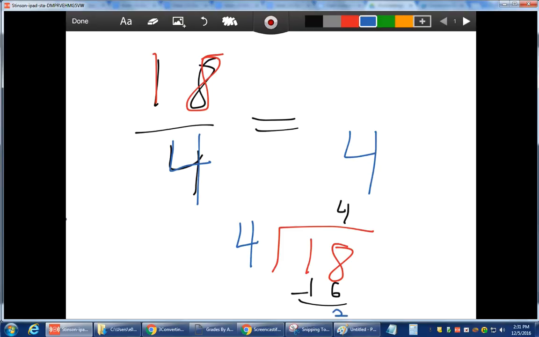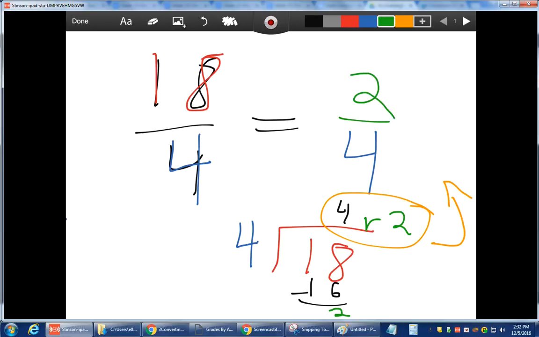So when we used to be doing this, let me change color here. Bear with me. Green. So we have 2, R2. But we're no longer going to be leaving it like this. We need to go ahead and rewrite the fraction. So we have already the denominator 4. On the top will go the remainder, 2. And then the whole number will go over here.